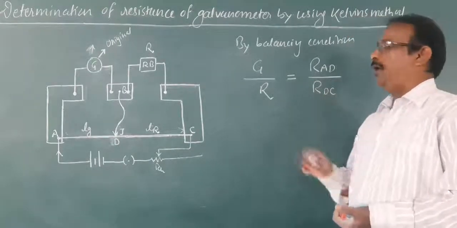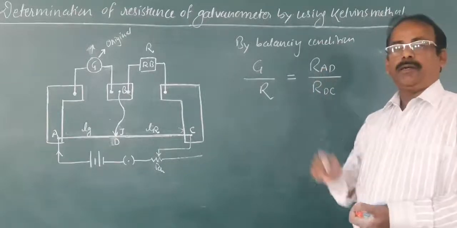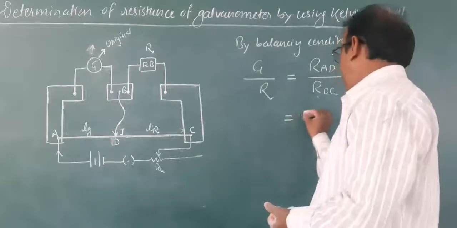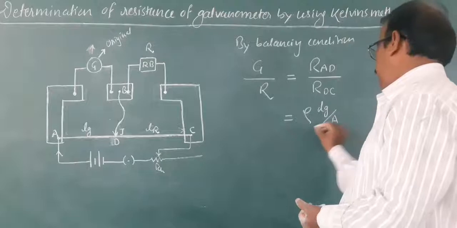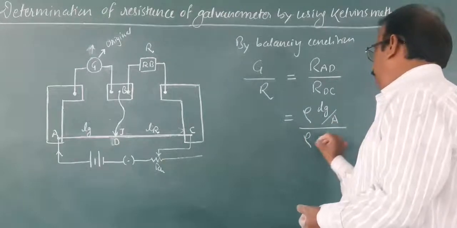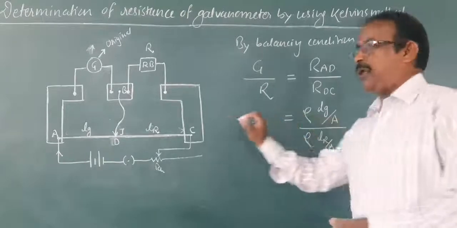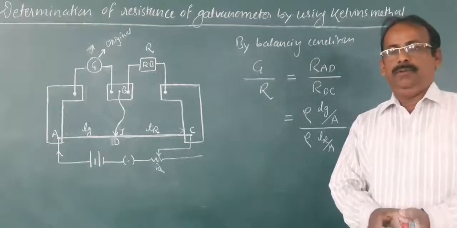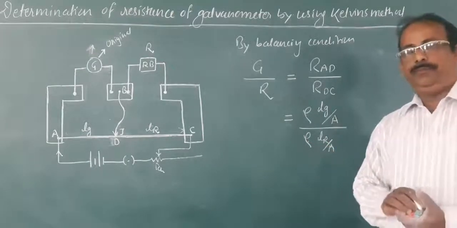RAD upon RDC. You know how to write this RAD, RDC? It is nothing but rho times LG upon A upon rho times LR upon A, where rho is the specific resistance of that wire, and A is the area of cross section.